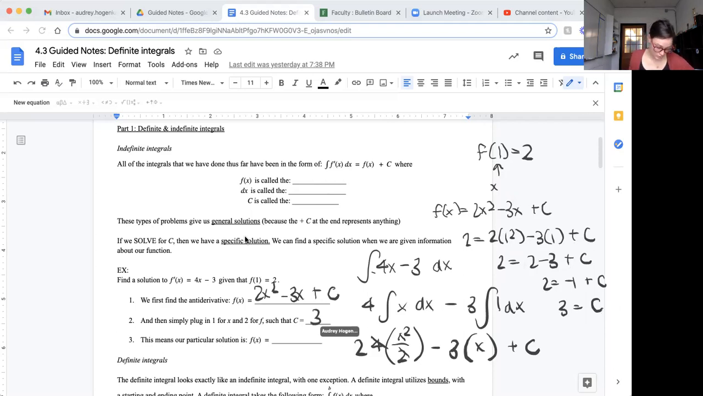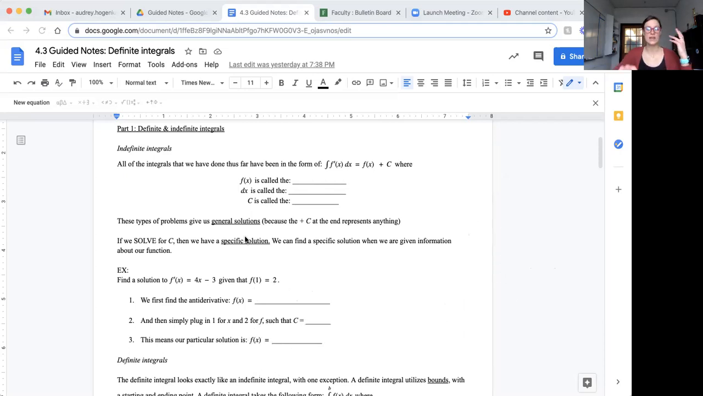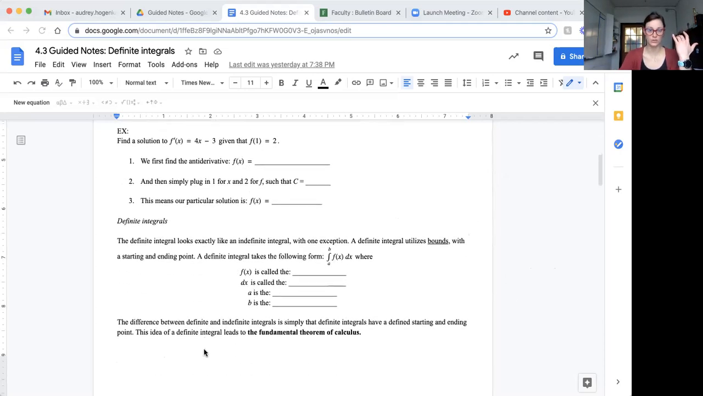Therefore, our particular solution, and it's called a particular solution when we have explicitly solved for that c, is going to be f of x equals 2x squared minus 3x plus 3. The end. So it's like one extra step when we are given information about a function to get to that particular solution. Okay, and that brings us into the next part of this, which is definite integrals.